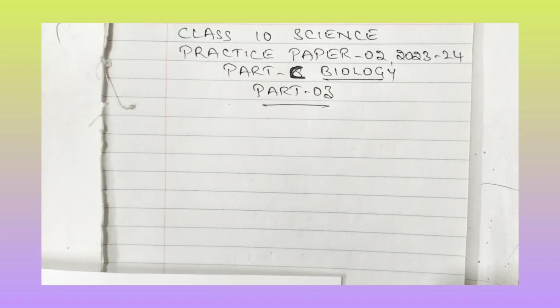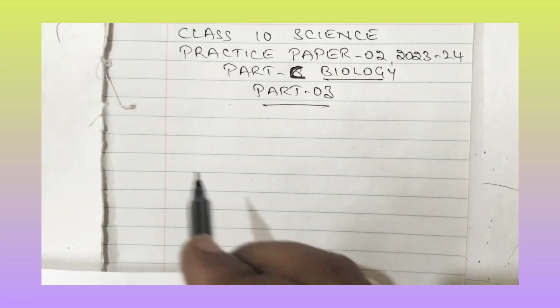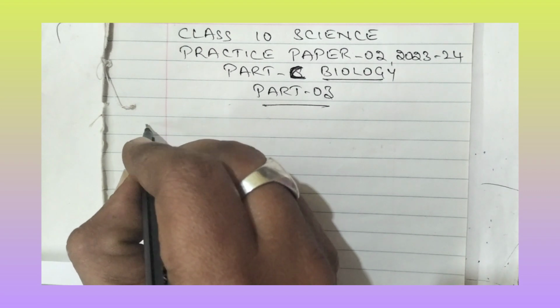So in this video we are going to continue class 10 science. This is practice paper number 2 of 2023-24. This is part C biology. In the previous video, that is in part number 2, we have answered all the questions related to chemistry. Now let us answer the physics part, biology part.